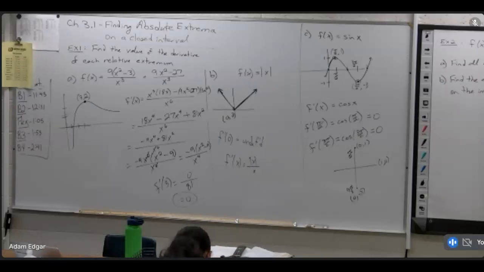And all relative maxes and mins happen at a critical number. Absolute maxes and mins will happen either at a critical number or at an endpoint of an interval.